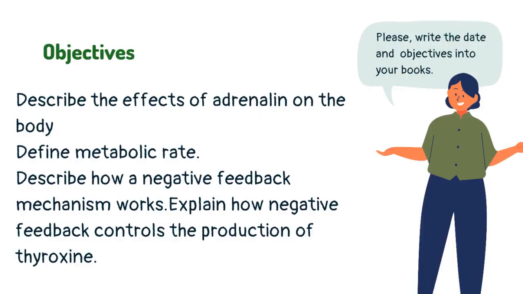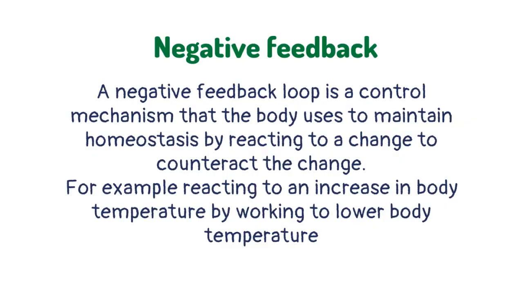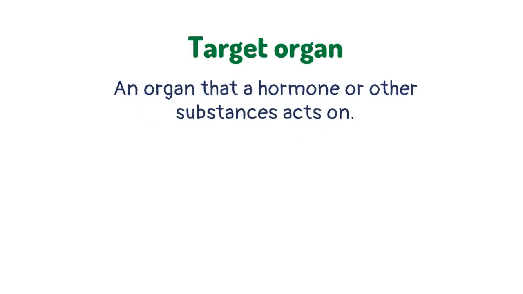Today you are going to learn about metabolic rates, hormones and metabolic control. A negative feedback loop is a control mechanism that the body uses to maintain homeostasis by reacting to a change to counteract the change. For example, reacting to an increase in body temperature by working to lower body temperature. A target organ is an organ that a hormone or other substance acts on.